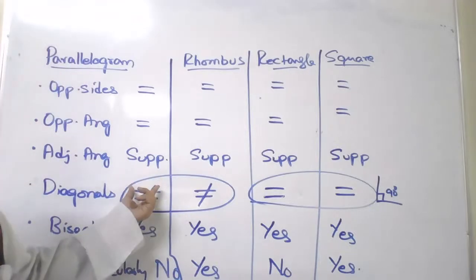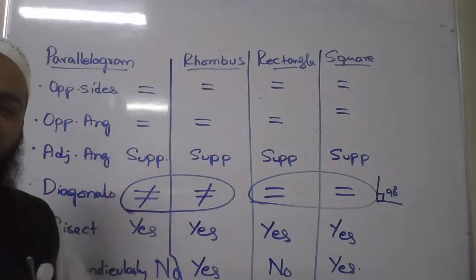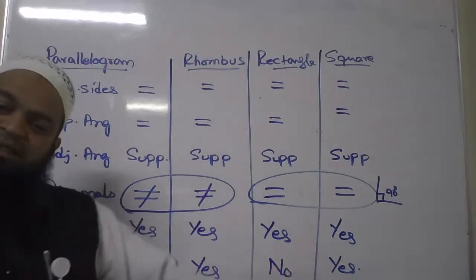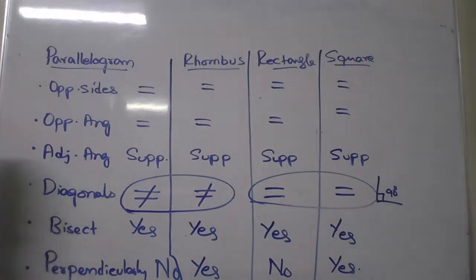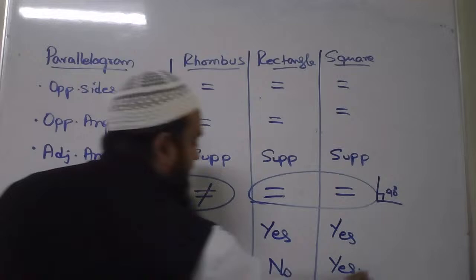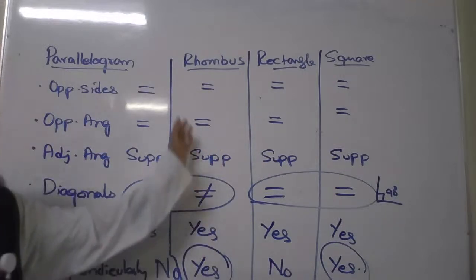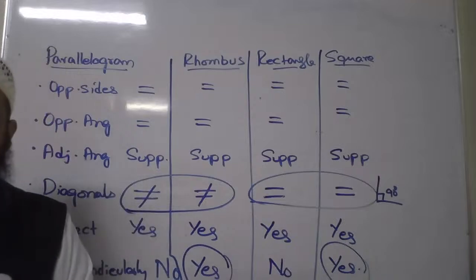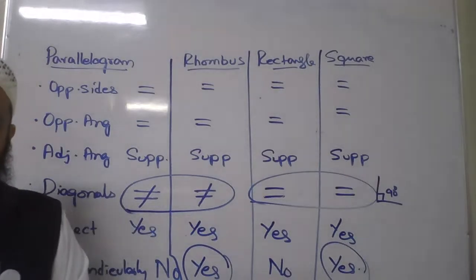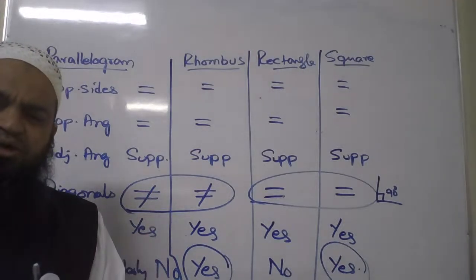Understood? And in rhombus and parallelogram, they are not 90 degrees, therefore they are not equal. And all types of parallelograms, yes, they bisect. But here they are perpendicular bisectors. They are perpendicular bisectors in these two cases. Can you tell me what is the speciality in rhombus and square? Yes, my dear. I can see your answers. Rhombus and square. What is the property which is special with rhombus and square?